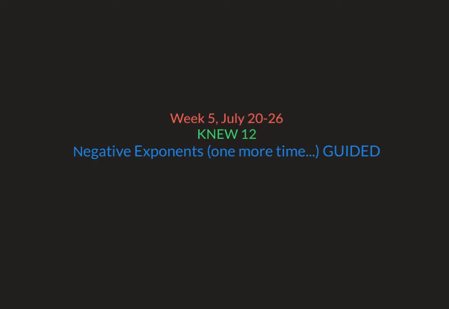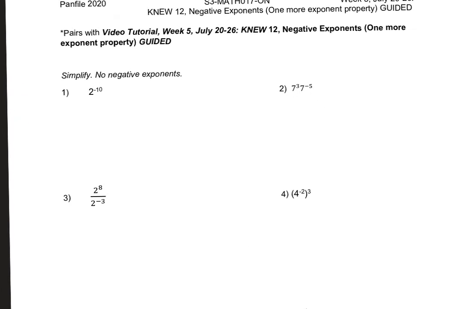But let's get started. You are not allowed to have negative exponents ever. It's a thing. So we will practice and you will not have any negative exponents and you will be better for it. All right. So simplifying without being able to use negative exponents.